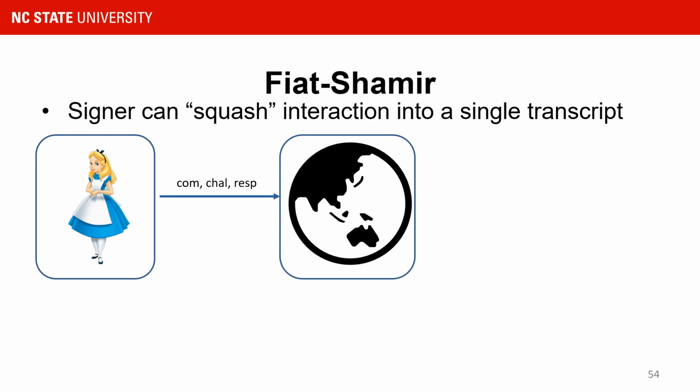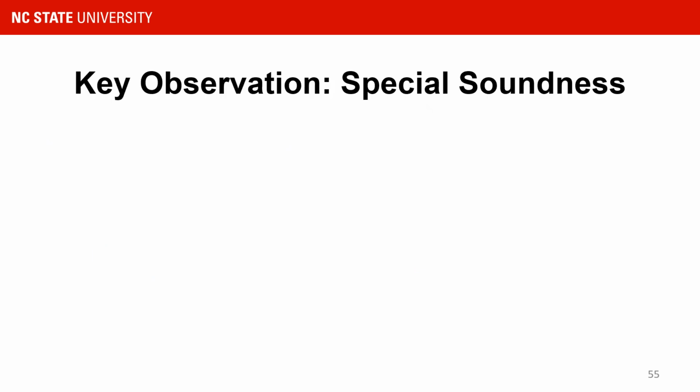You can squash the interactive zero knowledge Sigma protocol into a single transcript via the use of the random oracle. Good. So now, if you're following along, I somehow want to force the signer to use a COM that stays the same between multiple signatures so that we can use special soundness to extract the signer's key. So let's walk through this special soundness a little bit.